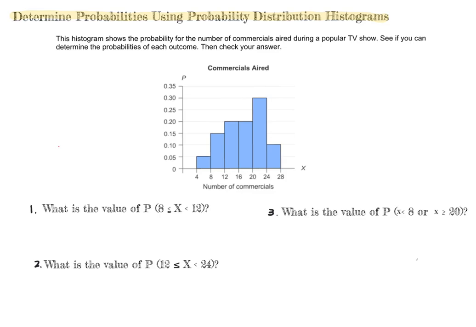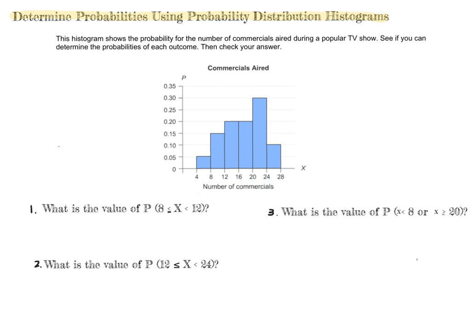All right, so let's dive right in. The first thing we're going to talk about is how to determine probabilities using probability distribution histograms. And if you remember, a histogram is a type of bar graph. The difference between this and a bar graph is the fact that the bars are right next to each other. See, there's no gap in between them. And each bar represents a certain range of numbers.